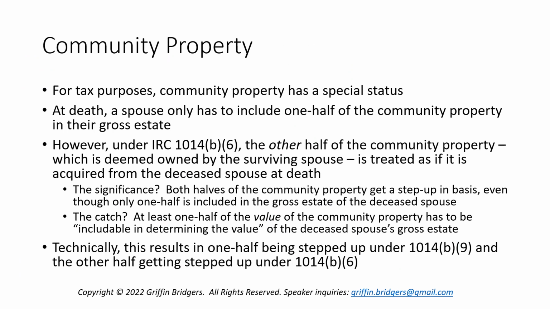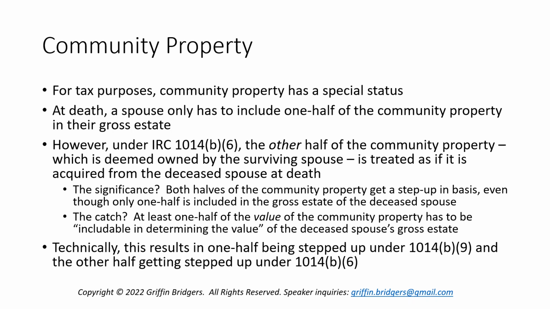And there's a step up in basis rule that typically applies only to the property included in your gross estate. I haven't listed that out here, but that's Code Section 1014(b)(9). However, there's another code section which complements this, 1014(b)(6), which says the other half of the community property that's deemed to be owned by the surviving spouse is treated as if it's acquired from the deceased spouse at death, which means that both halves of the community property get a step up in basis, even though only one half is included in the gross estate of the deceased spouse.